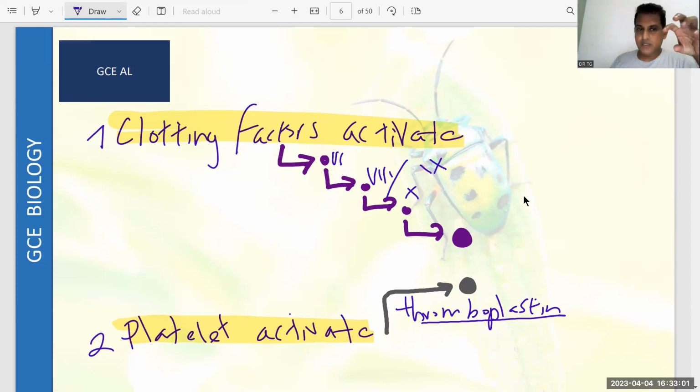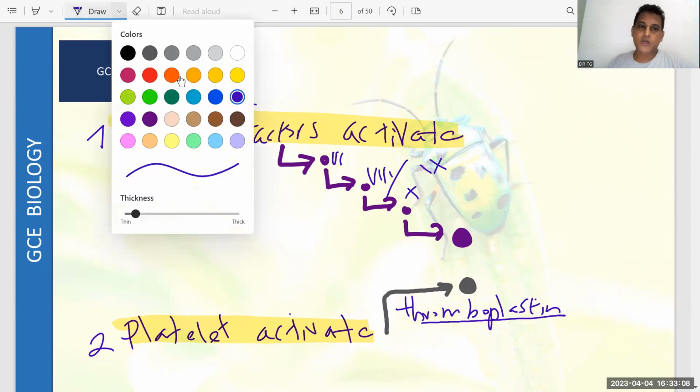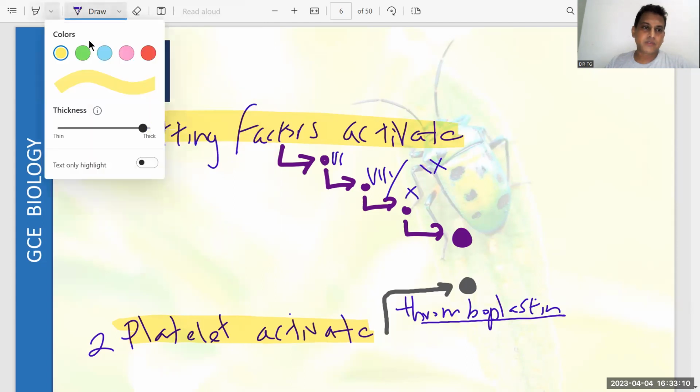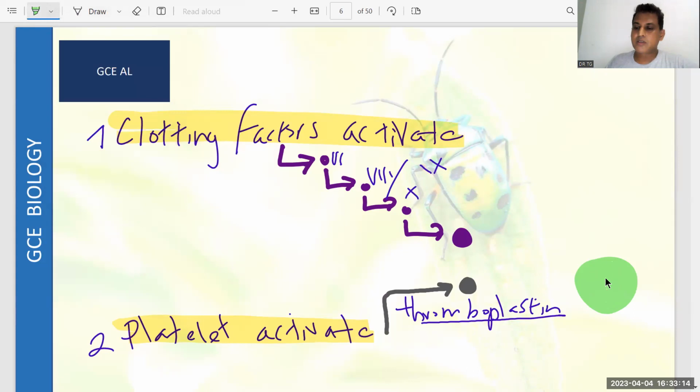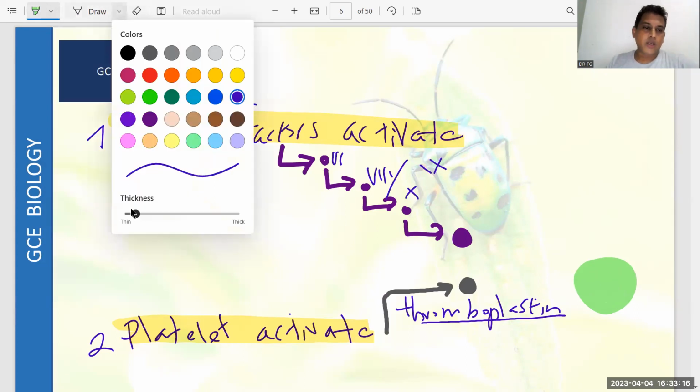Now both activations are required because there is one of the most important proteins in the blood for clotting, called prothrombin.